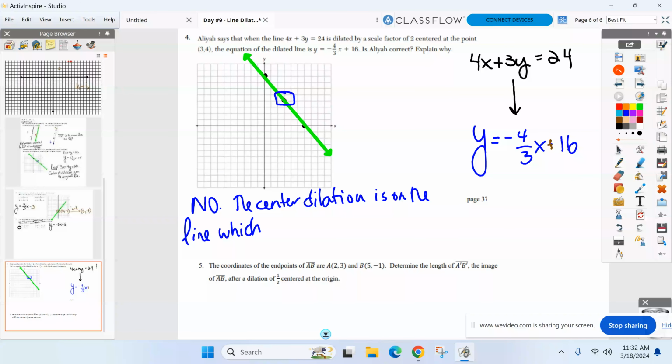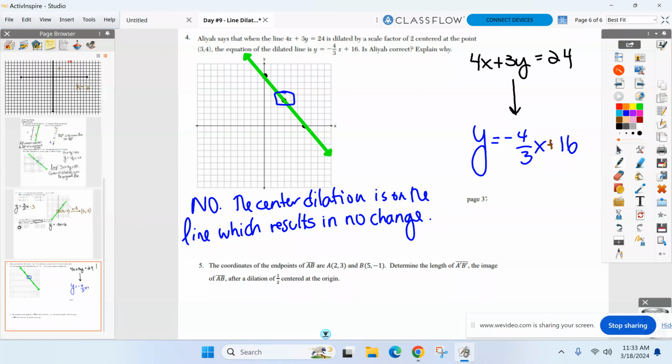And again, I'm probably putting in way too many words, but just to get the point across, the center of dilation is on the line, which results, now I'm losing my train of thought here. The center of dilation is on the line, which results in no change. Good enough. Something that gets the point across: she was wrong because it's a different line.